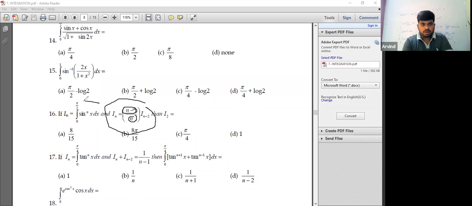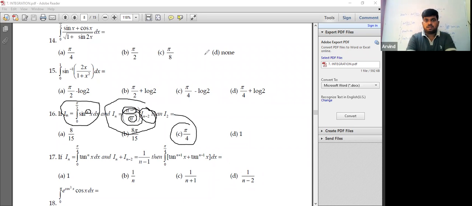We have to find I naught using this. If you put 0 in place of n, sin to the power 0 is 1, right? Sin x to the power 0 is 1. Integration of 1 is x. So if you put the upper limit and lower limit in x, you get pi by 2. Here we had 1/2, and here we had I0; calculating I0 gives pi by 2. So 1/2 into pi by 2 is pi by 4. That will be the answer.